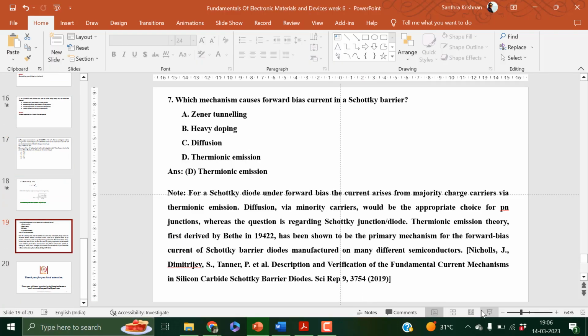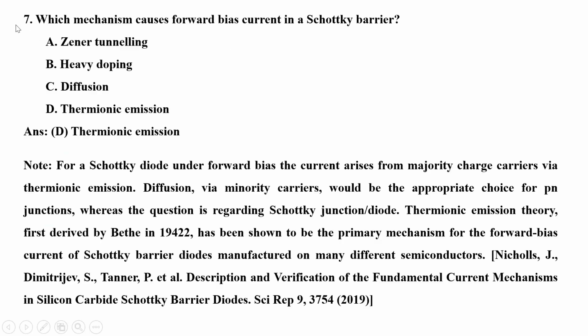Yeah, last week we had a discussion. So, Saujanya, what answer had you given for this particular question from assignment 5? Which mechanism causes forward bias current in a Schottky barrier? Did you go for thermionic emission, or was your answer diffusion? This question, from assignment 5, question 7: which mechanism causes forward bias current in a Schottky barrier?